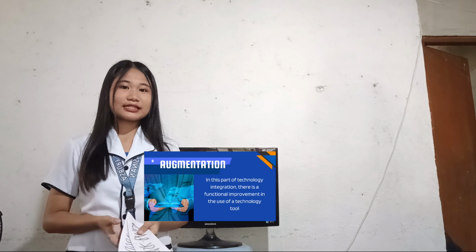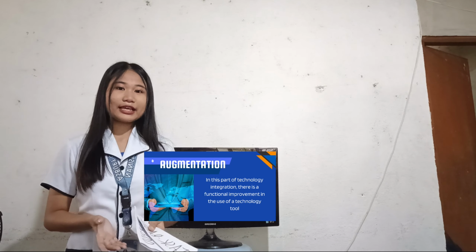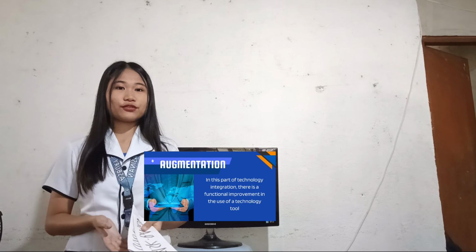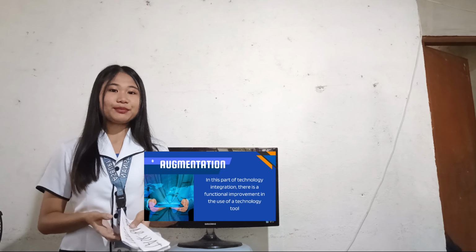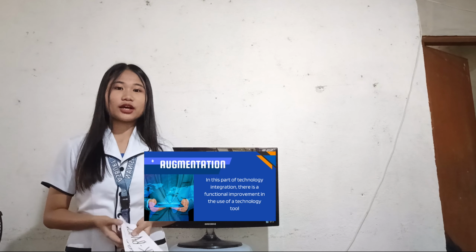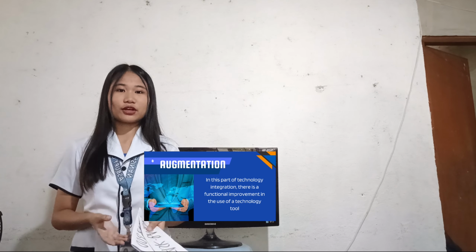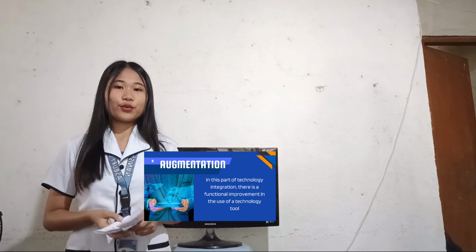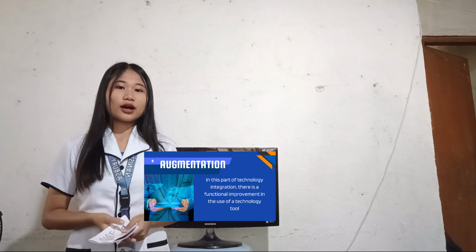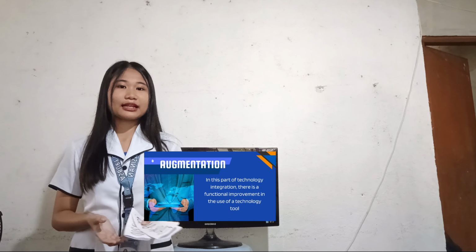Okay, the next level is augmentation. Who wants to read? So in this stage of technology integration, there is a functional enhancement in the use of technology tools. Instead of simply substituting the traditional tools with digital ones, augmentation involves the use of technology to improve upon existing instructional methods. For example, with Google Maps, we can do more than just look at the location, right? We can measure distances, calculate travel times, and explore satellite imagery.